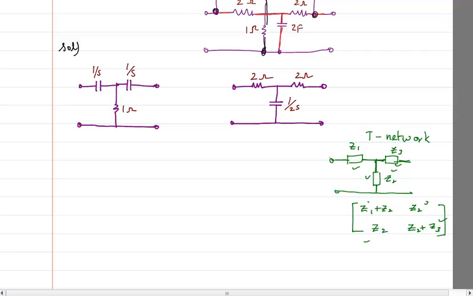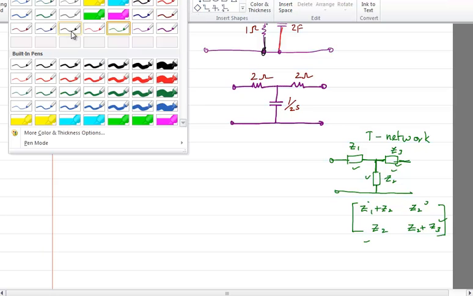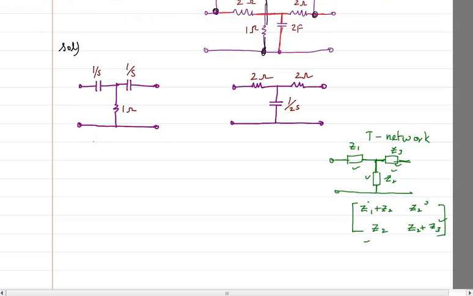Anyway, if I consider this as a T network, then I can directly write the Z parameter of this one as 1 by S plus 1. This one is going to be again 1 plus 1 by S, and the corners are going to be 1 and 1, which I can write in a simplified format as S plus 1 by S. This is 1, this is 1, this is S plus 1 by S.